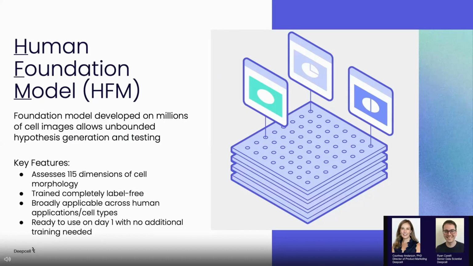One of the key components of the REM I platform is the Deepcell Human Foundation Model, or HFM, which assesses 115 cell morphology dimensions. It combines deep learning and computer vision methods to extract cell features that quantitatively and reproducibly represent cell morphology. The deep learning aspect of the HFM is based on a self-supervised learning algorithm. It's trained using millions of cell images from many biological human samples, and it detects differences in cell morphology without labeled training data, meaning that the HFM is ready to use on day one without the need for additional training.